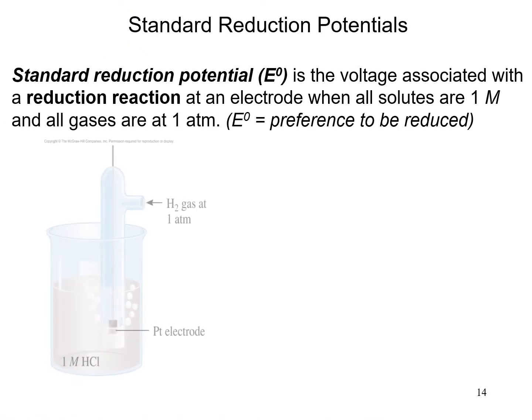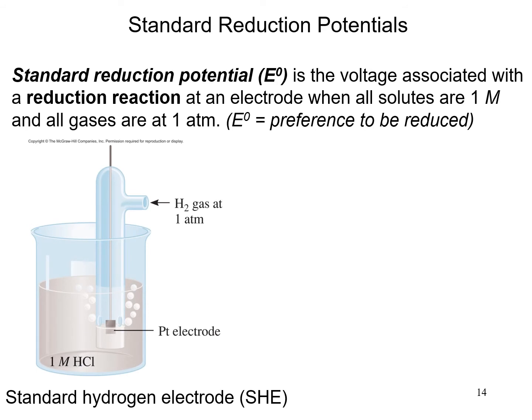Now try and understand that from here. Those E naught half cell values are called the standard potential. Specifically, we have standard reduction potential. Now, this is where it kind of gets confusing. What is standard reduction potential? Standard reduction potential is the voltage associated with a reduction reaction at an electrode when all the solutes are 1 molar and all the gases are 1 atmosphere. E naught represents the preference to be reduced. So E naught is a reduction potential. Remember that.